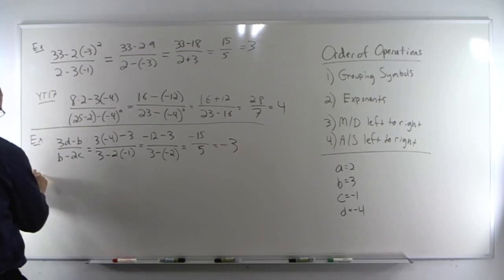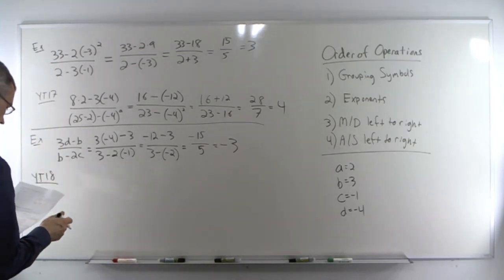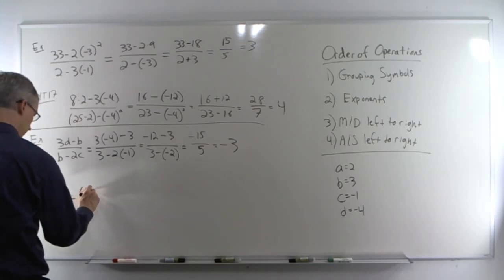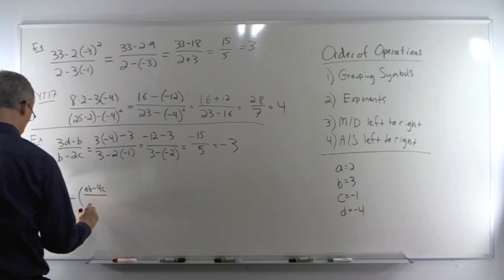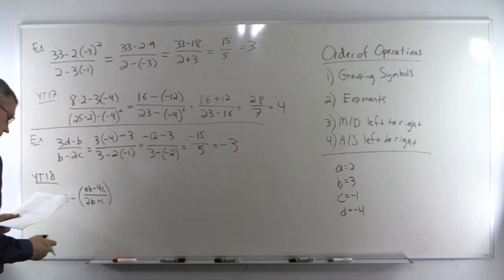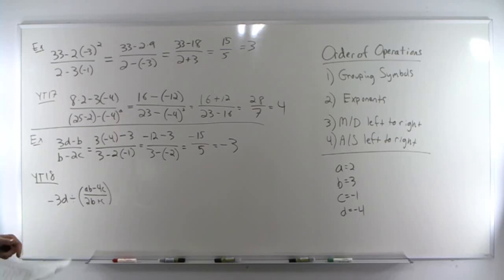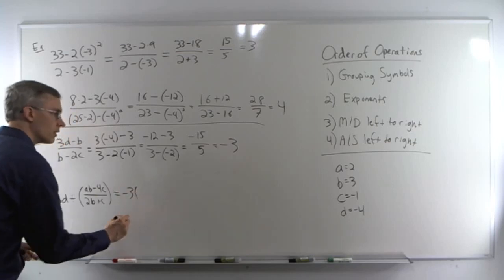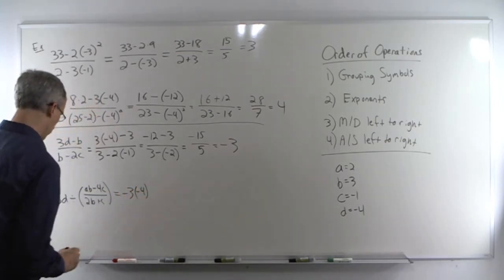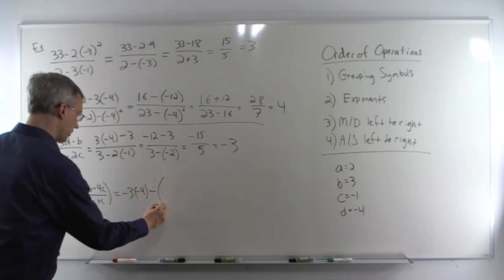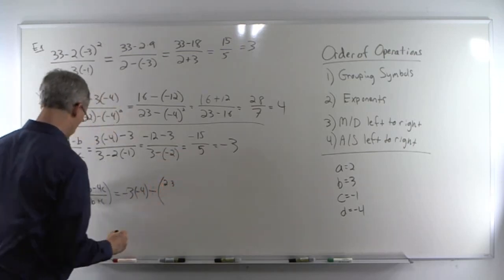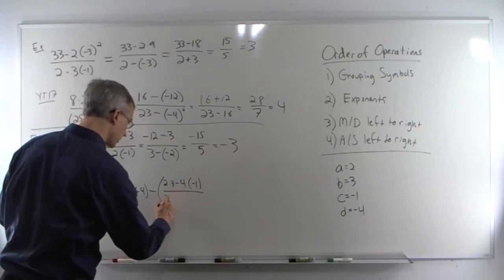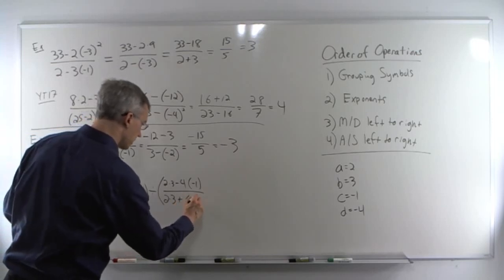Your turn, number 18. So let's plug in. Negative 3 times negative 4 divided by, and in parentheses, we got a times b, so that's 2 times 3, minus 4 times c, which is negative 1, put that in parentheses, 2 times b, so that's 2 times 3, plus c, and negative 1 again in parentheses.